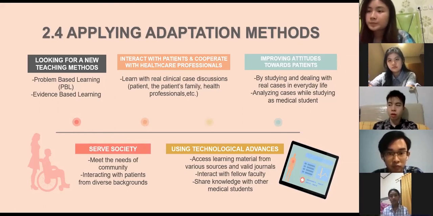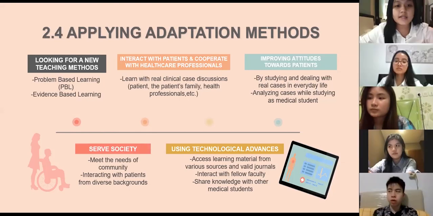The third one is improving attitude towards patients. We can do this by studying and dealing with real cases in everyday life and analyzing cases while studying as medical students. The fourth one is serve society. We need to meet the needs of the community and interact with patients from diverse backgrounds.